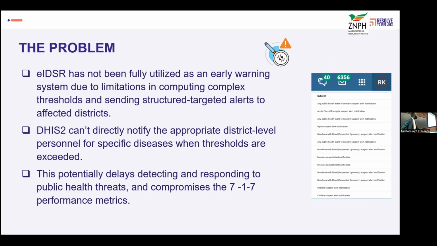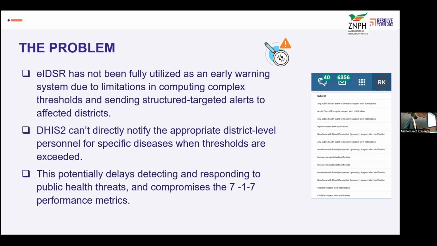So, despite EIDSR or DHIS2's use for surveying priority diseases in Zambia, it has not been fully utilized as an early warning system. One of the main reasons for this is that DHIS2 has limitations when it comes to computing complex thresholds. For example, thresholds such as doubling of cases in 2 consecutive weeks or detecting a 1.5 times increase over a 3-week baseline.